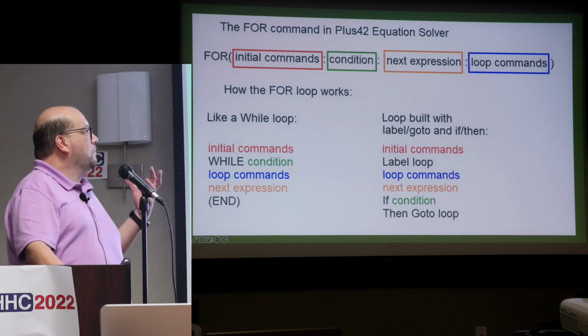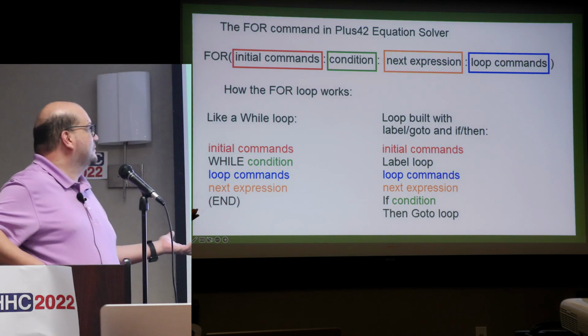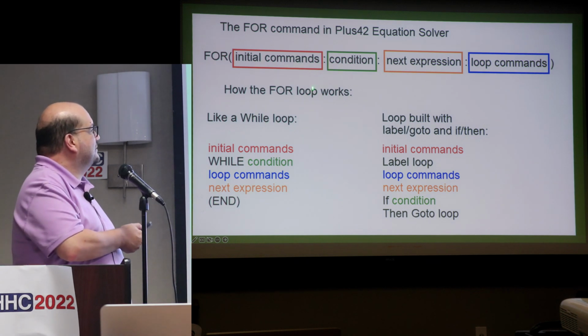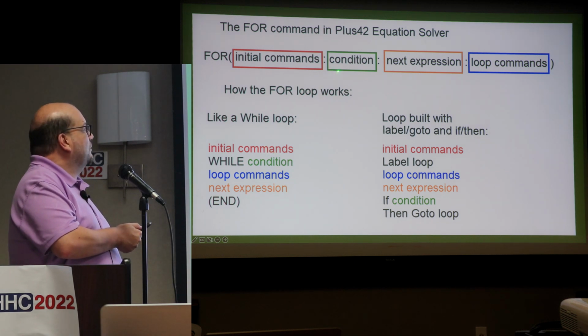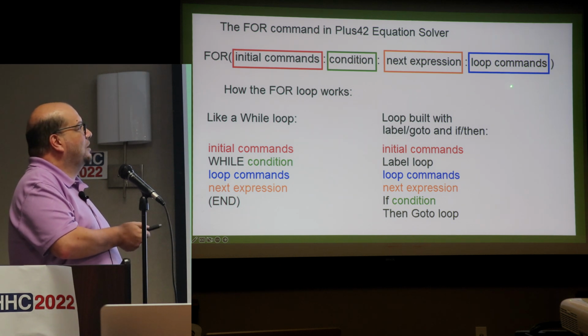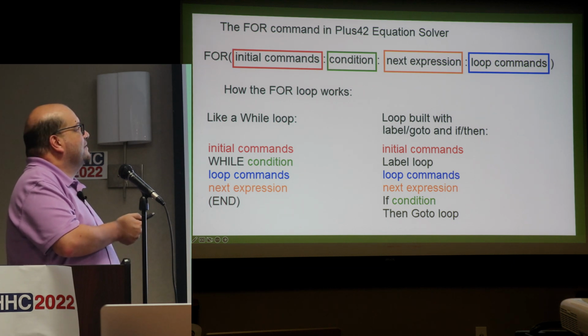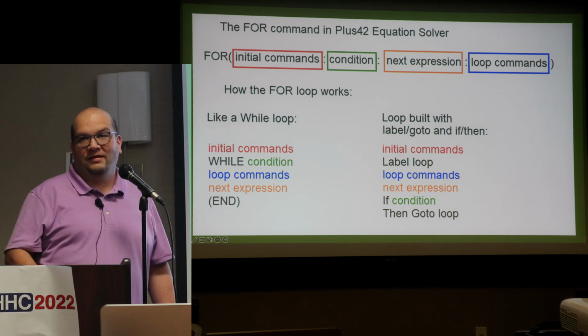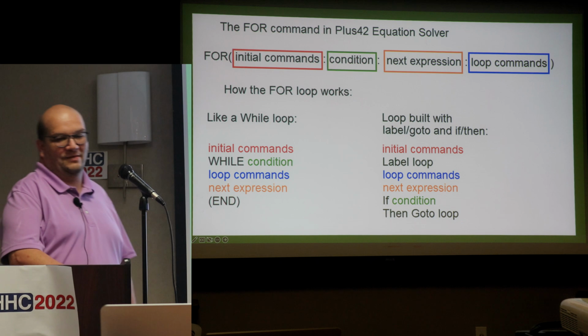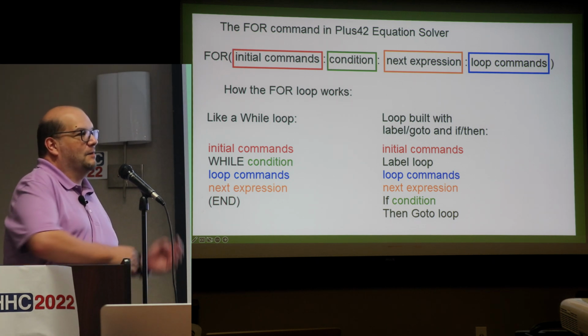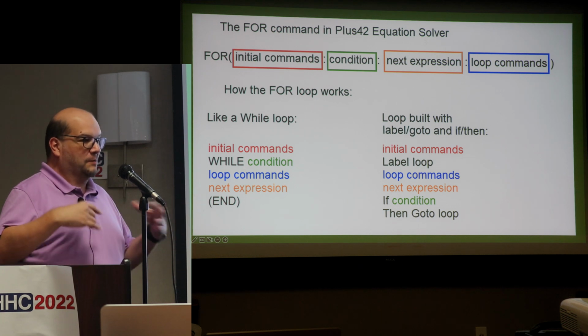To me, it looks like more of a while loop than a for loop. So you have initial commands from here, while initial commands, and then the second one is the condition. It's like while this condition is met, and then jump over to the last section, the loop commands, and the next expression. Weird. Yeah, I think it's like a while. I think Thomas would have been better off making this a while command than a for.